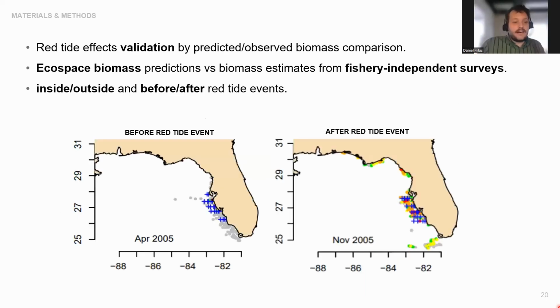And finally, we need to evaluate the effects of red tides, validated by comparing observed values from fishery independent data with the predicted biomass from Ecospace. And we did that by comparing inside and outside the red tide event, but also before and after red tide events. It depends on the data that was available for that year or that month.